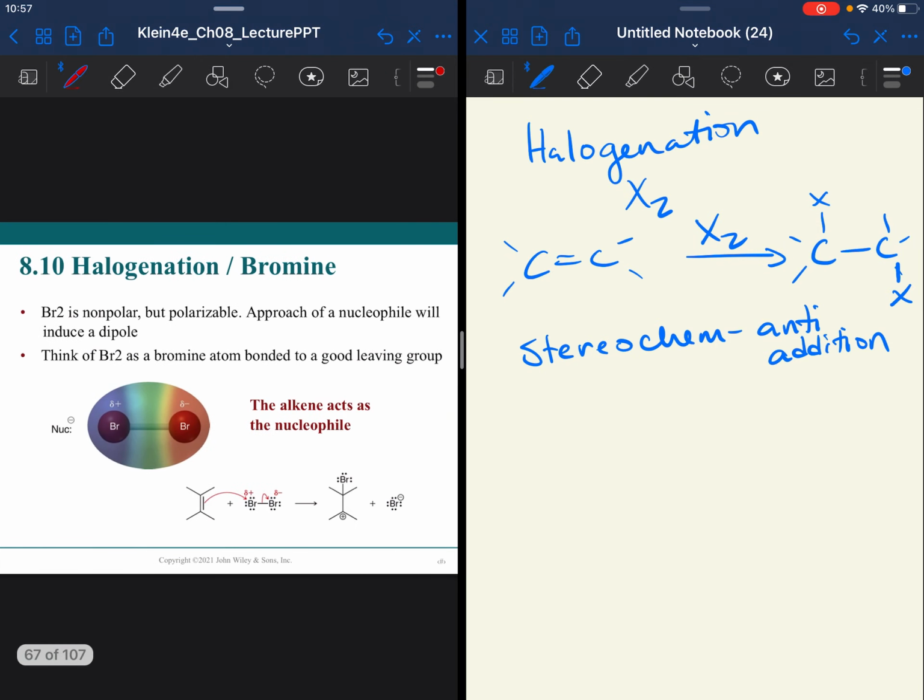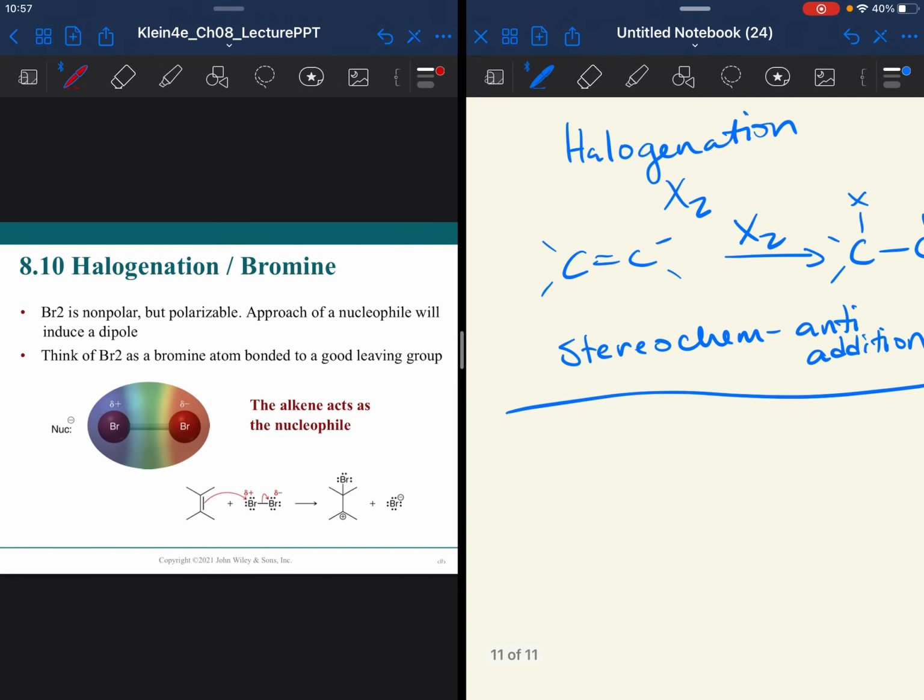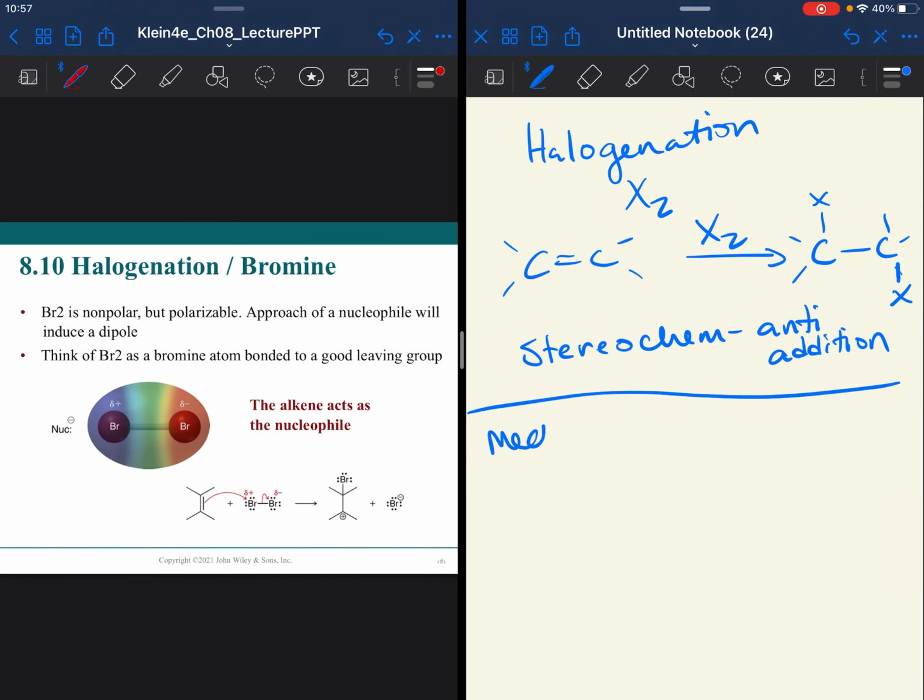Now we are going to look at the mechanism to help us understand why we get that anti-addition. So the very first thing is your double bond, and I'm just going to use a little cyclopentene, which is going to react with the bromine. Now you might think, okay, I can see how a double bond is a good nucleophile. There's a lot of electron density in that carbon-carbon double bond. But Br2 is not an electrophile. That is a nonpolar bond. And that's correct. That is a nonpolar bond.